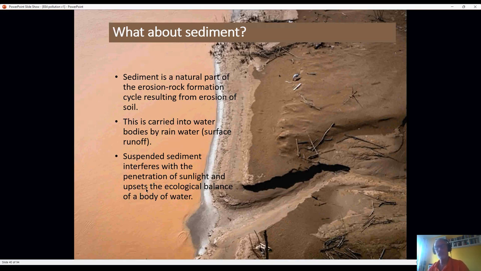We also should think about sediment, for example. This is a river with a lot of sediment in it. It's naturally part of the erosion rock forming cycle.